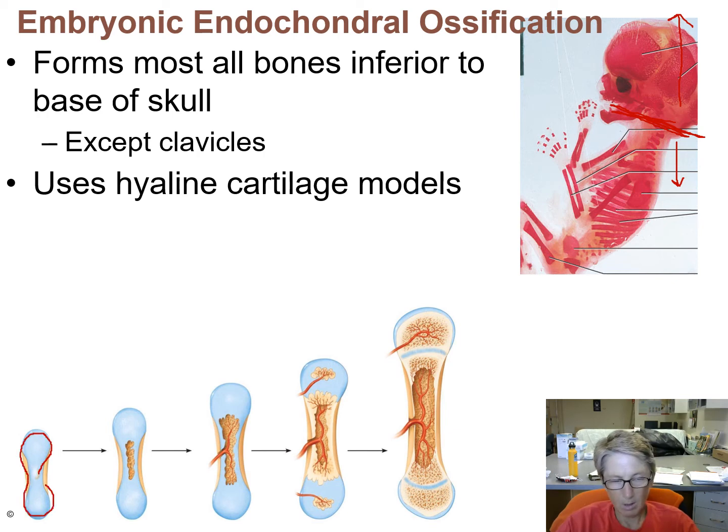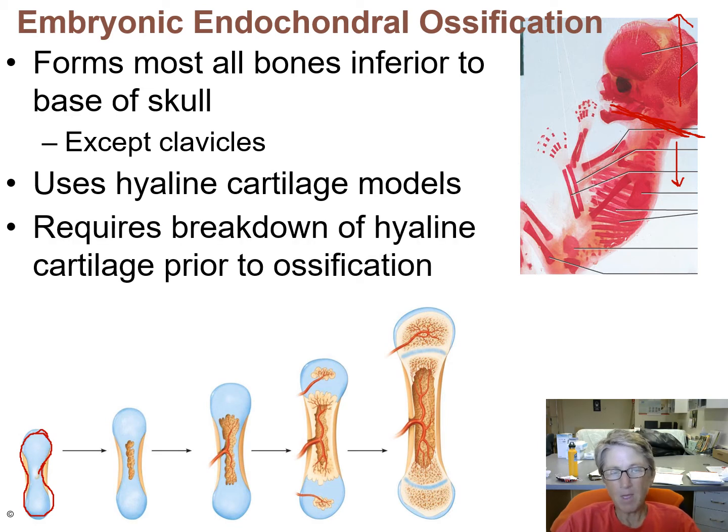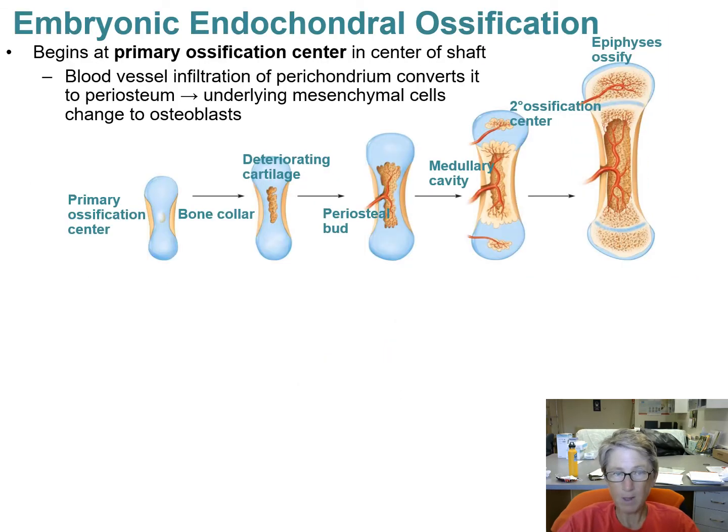so when you're a little embryo in utero, you lay down this hyaline cartilage template. And then the hyaline cartilage model or template, like we said, has to break down. And then that area that gets broken down will become ossified, and then you'll have sweet bone. All right, so now we're going to look at even more details.